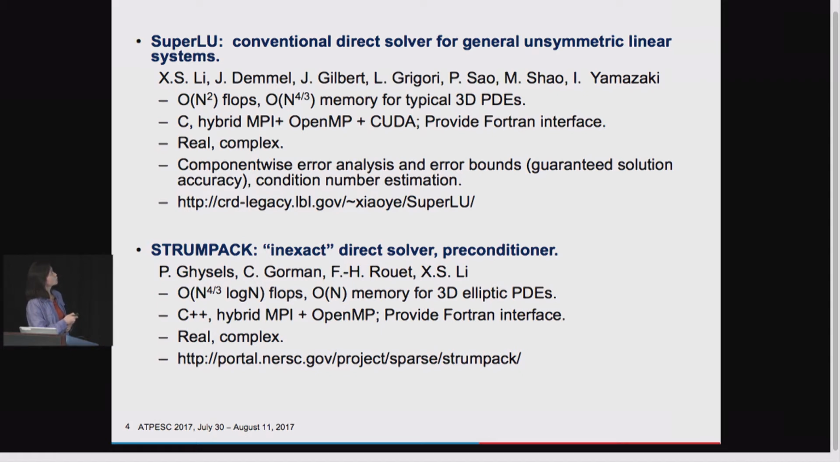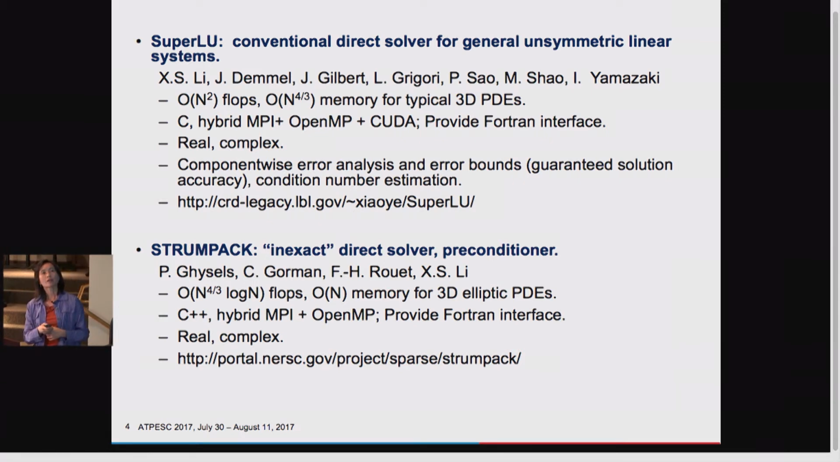In SuperLU, the conventional solver, usually for 3D PDEs you will get order of n squared flops. This is already much smaller than order of n cubed for dense, but still it's not optimal. And the memory is also not optimal, not linear. This code is written in C. We have hybrid MPI plus OpenMP plus CUDA for GPU. And we do provide a Fortran interface and real and complex arithmetic.